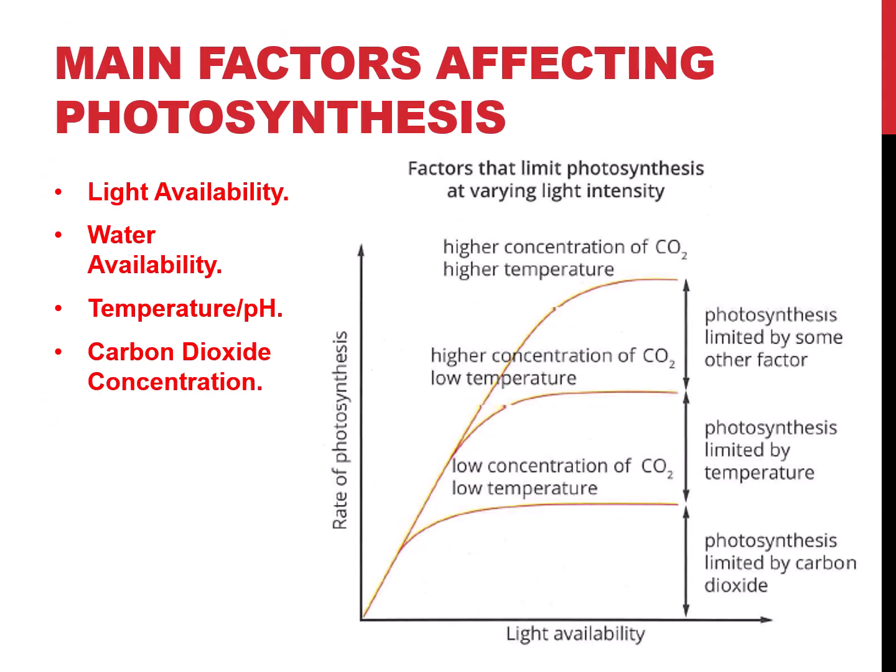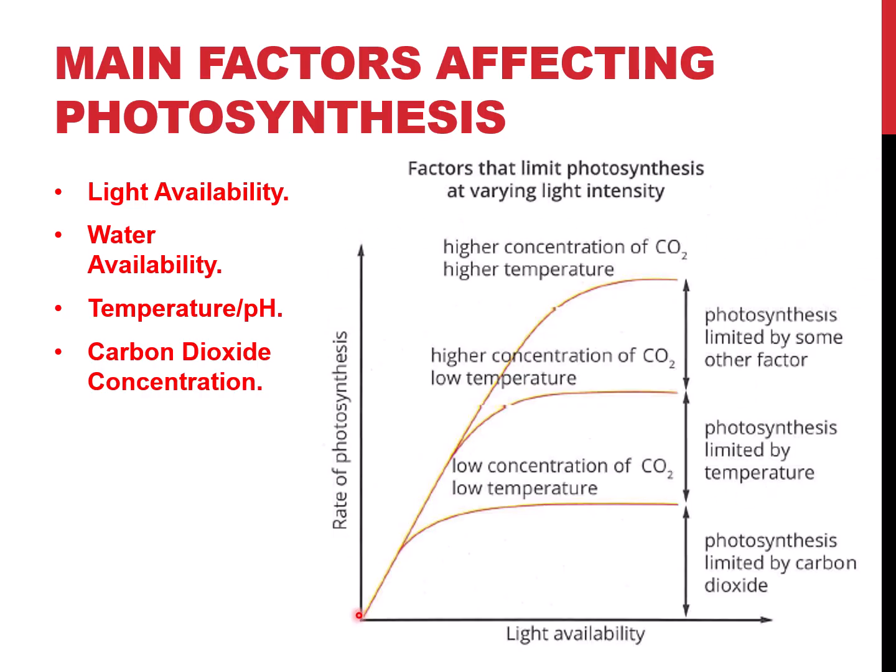All right, so what are our main factors? So we have light availability, so the amount of light the plant has. The water availability, the amount of water the plant has. Temperature and/or pH, okay. So hot, cold, acidic, alkaline, and of course the amount of carbon dioxide, so carbon dioxide concentration, okay.